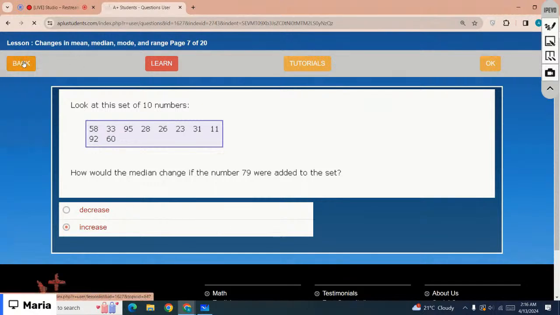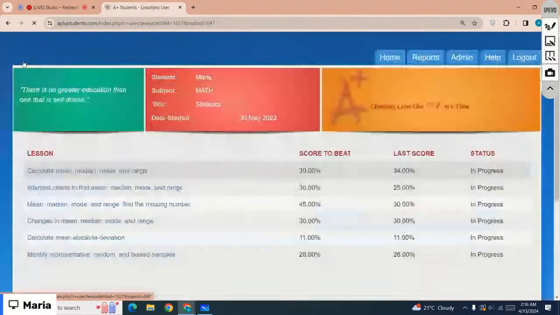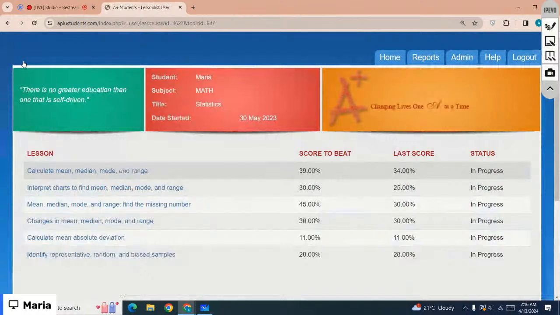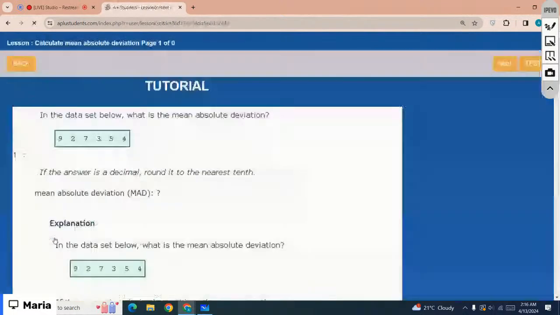And the next lesson is calculate mean absolute deviation. Let's just start with the lesson. In the data set below, what is the mean absolute deviation? You have to calculate the MAD, mean absolute deviation. Let's just see how we calculate the mean absolute deviation.